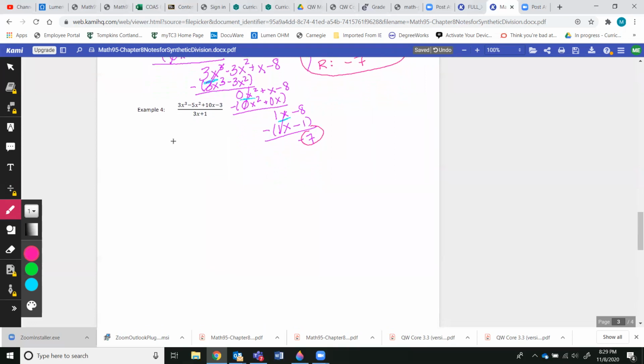Now this next one we said cannot be done with synthetic division because this is not just x plus or minus a number. So we're going to have to do long division here. If I look, I have x to the third, x to the second, x to the first, and a constant number at the end. So I do not need to include any more terms with a 0 in there. So I'm just going to write out my dividend.